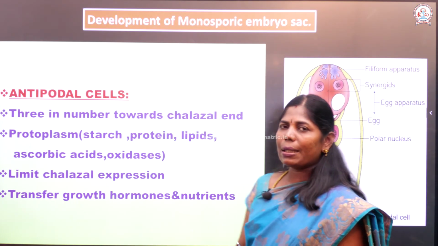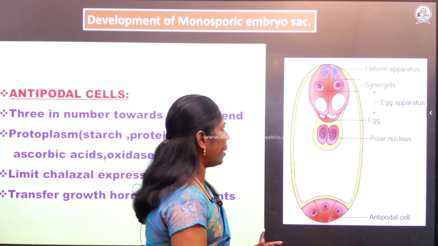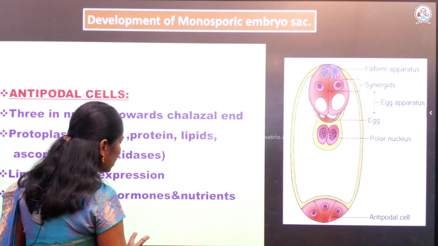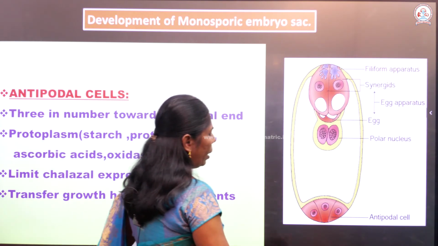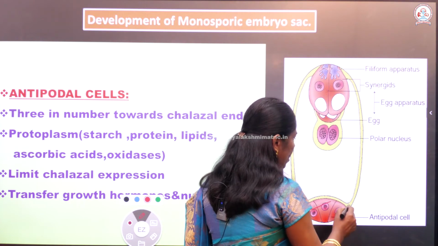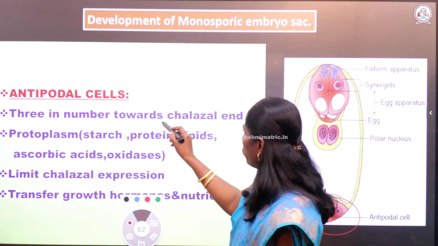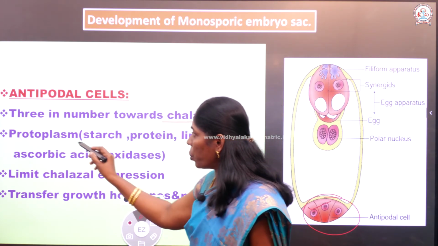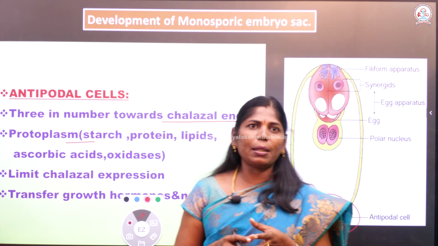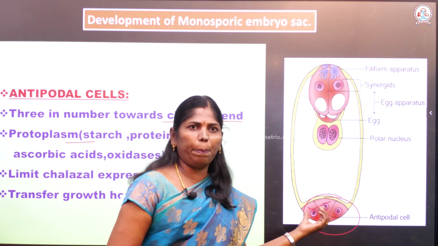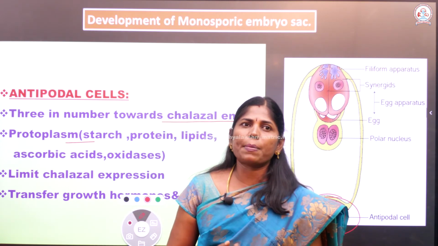Next we are going to see the antipodals. Where are the antipodals? Antipodals are towards the chalazal end. Antipodals வந்து எங்க இருக்கு அப்படினு பாத்தீங்க, that is in the chalazal end. How many cells? It has 3 cells, 3 nuclei, each nucleus in a cell. So antipodals are also 3 in number towards the chalazal end. It has protoplasm. The protoplasm contains starch, protein, lipids and ascorbic acid. Oxidases, that is enzymes, are present.